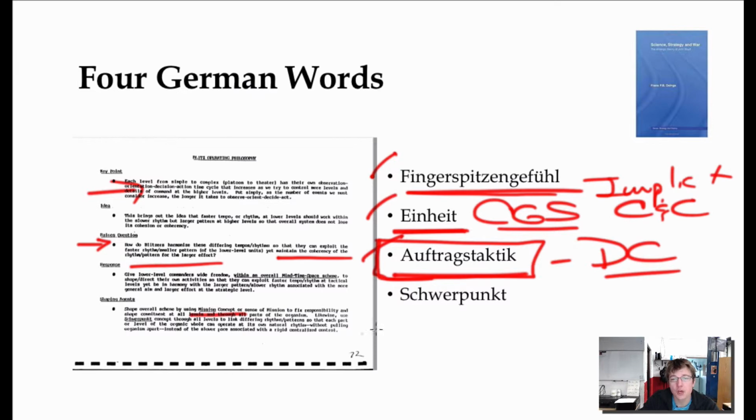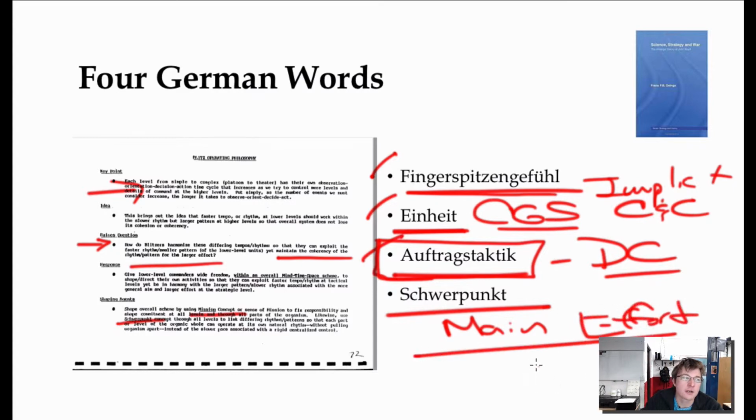And all of those serve our Schwerpunkt. Our Schwerpunkt is our primary focus. It is the main effort of our given operation, our given set of tactics. What we are trying to achieve is the Schwerpunkt. That is where our focus is. These four German words, and coming to understand them, is going to play a deep role in understanding Boyd.